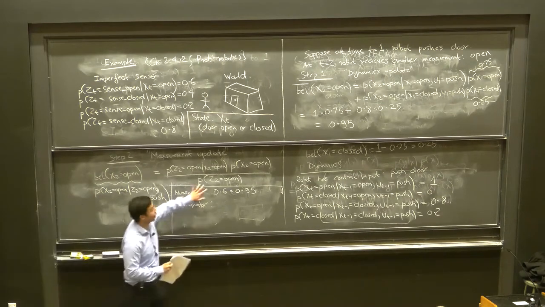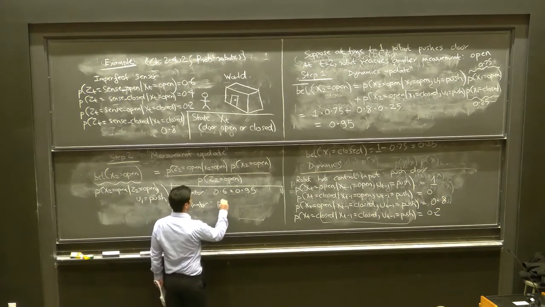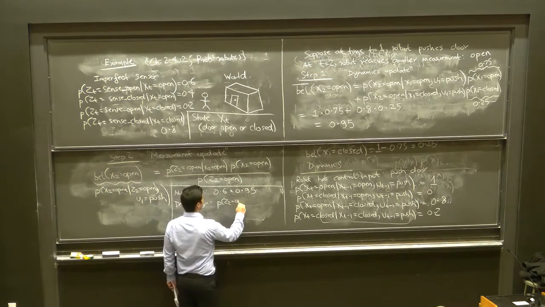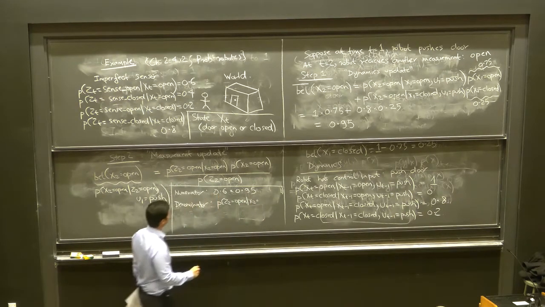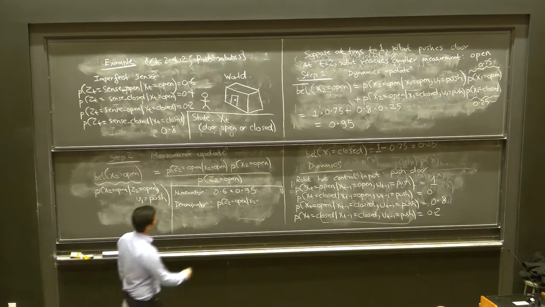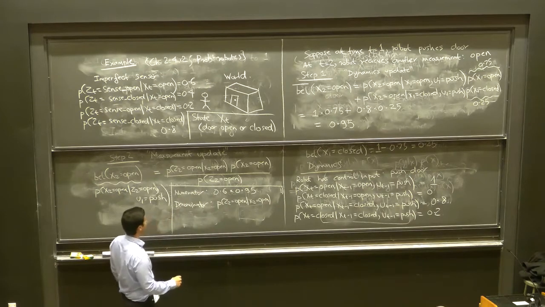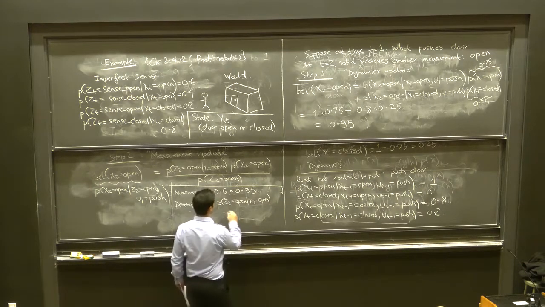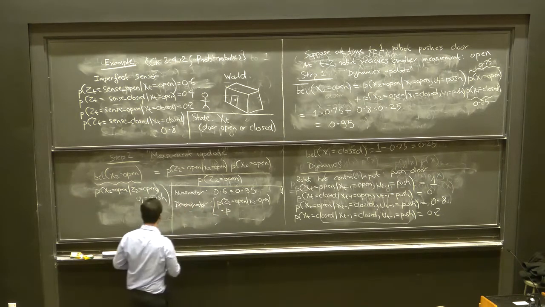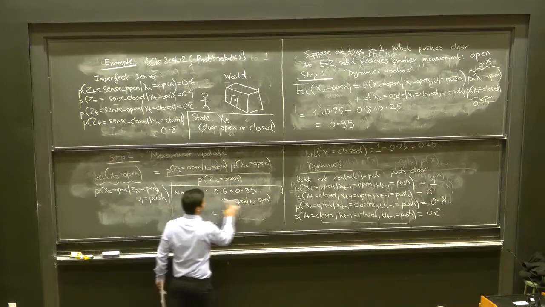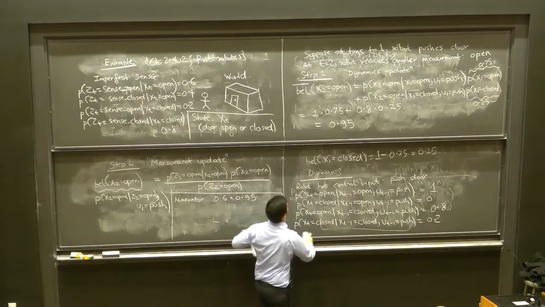And the denominator, again, we can use the law of total probability to expand this out. So that's the probability that we sense the door to be open, given that the door is open. Sorry, I'm going to run out of space here. Multiplied by, actually, I'll just write it over there. I think I can erase this.